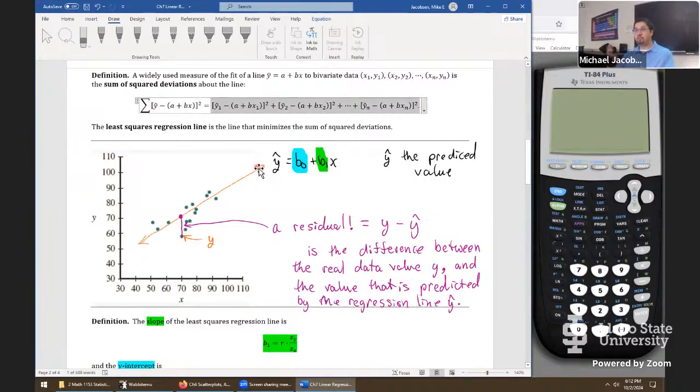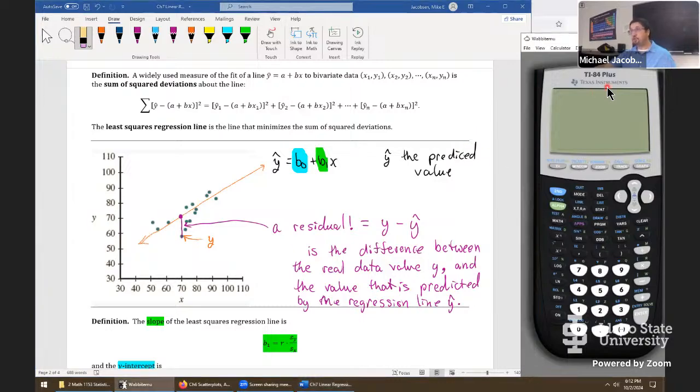And this line is the one and only line that makes all of those distances, when you square them, as small as possible. Kind of crazy. There's a huge, huge amount of mathematics that goes into this. But the cool thing about statistics class is technology is going to do the calculations for us. We're more interested in the interpretations.